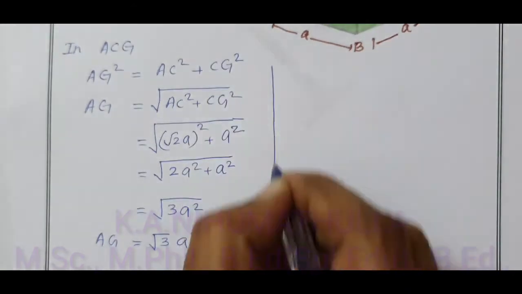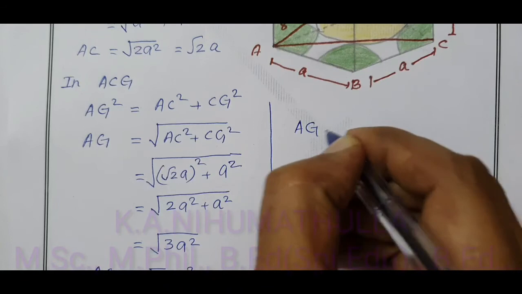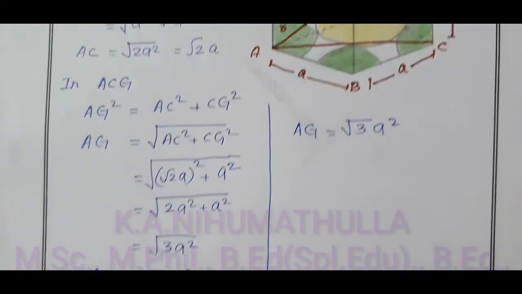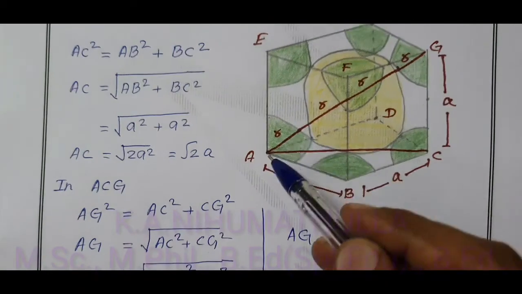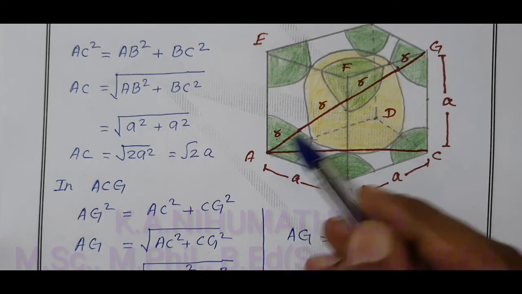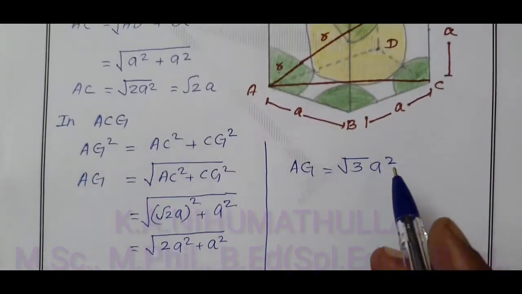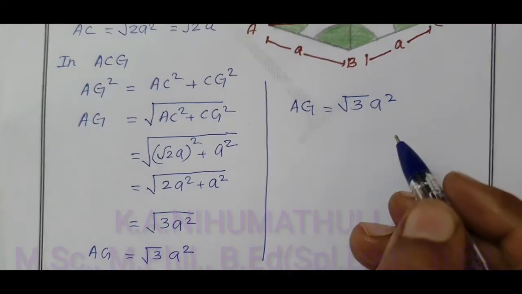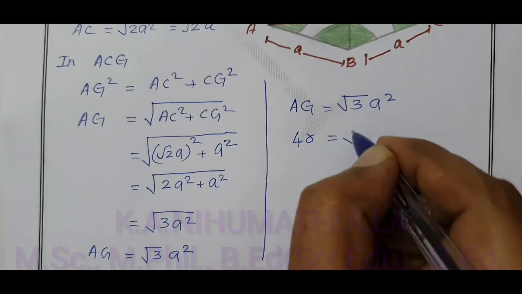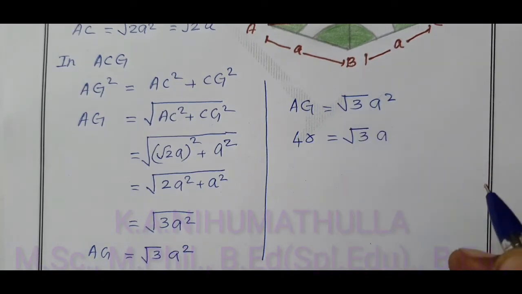So, once again I write here AG equal to root 3 A square. What is our AG value? AG value covers how many radius? 4 radius. Semicircle 1 radius, full circle 2 radius, semicircle 1 radius. So, what is the value of AG in the form of radius? 4 R equal to root 3 A square.